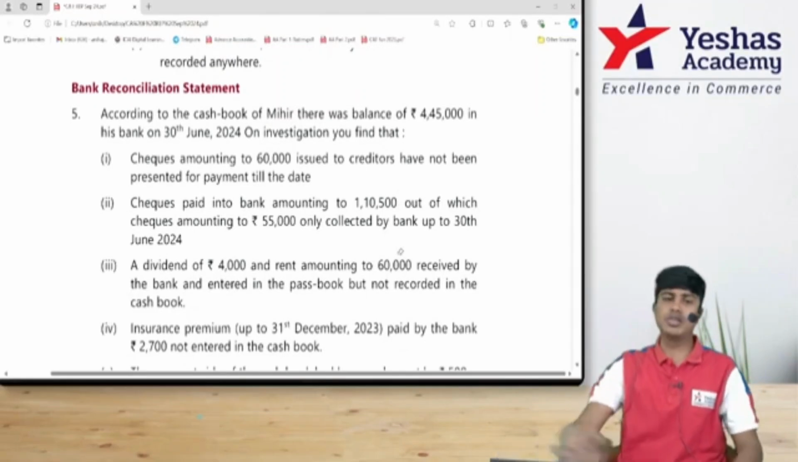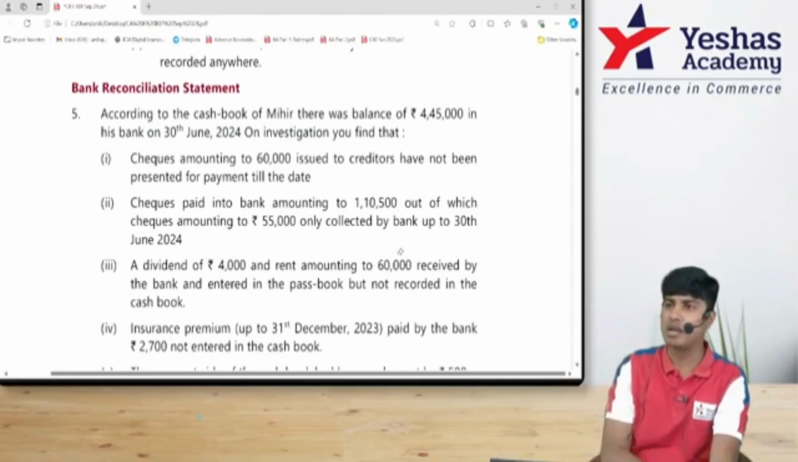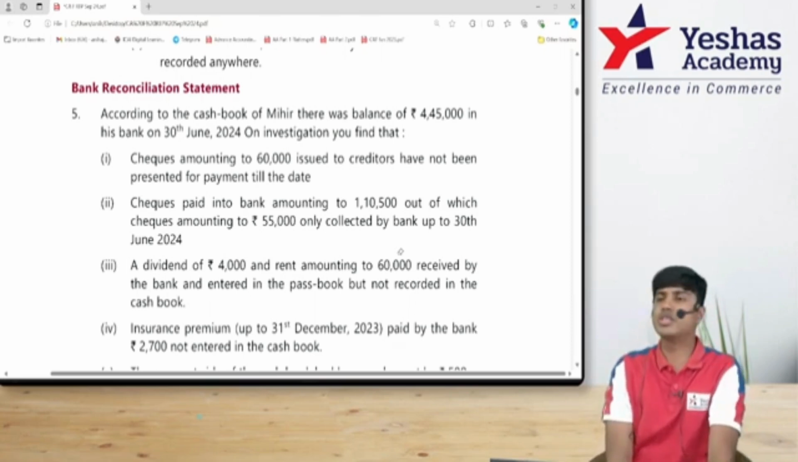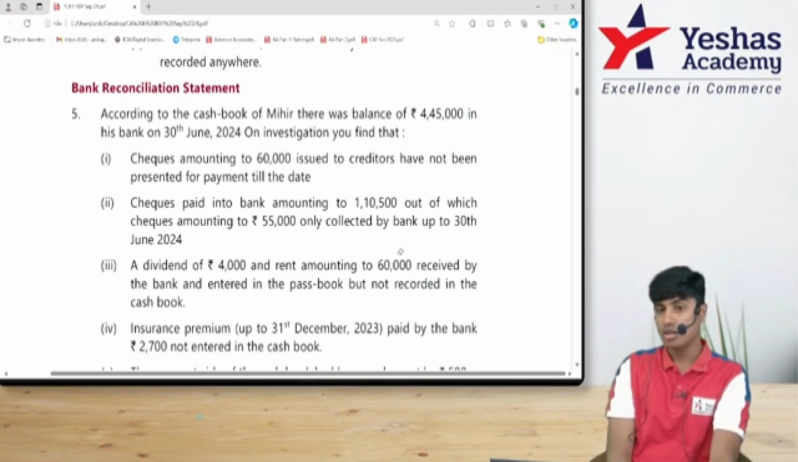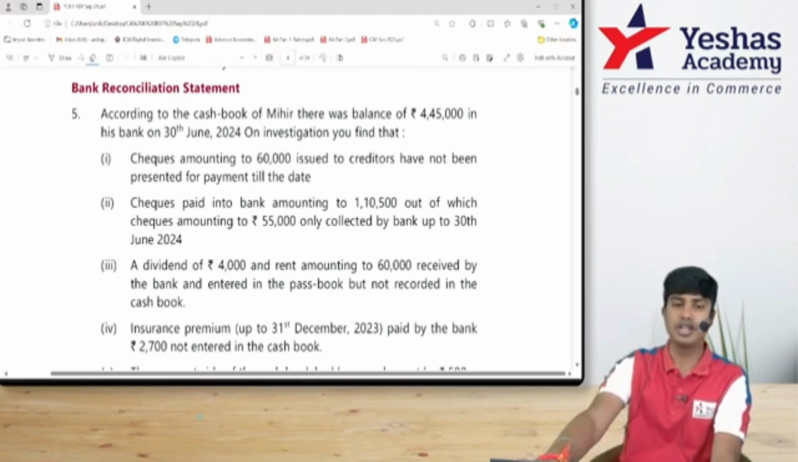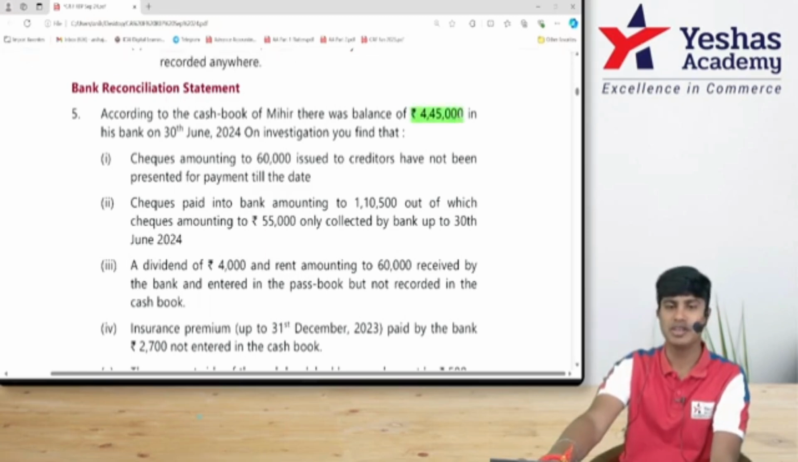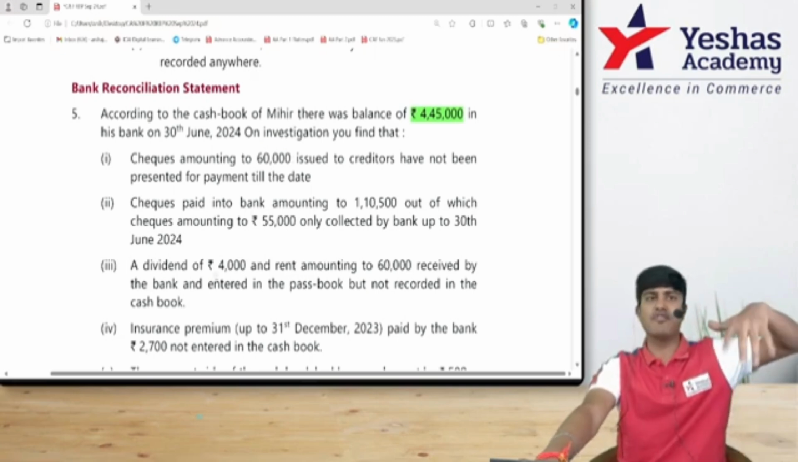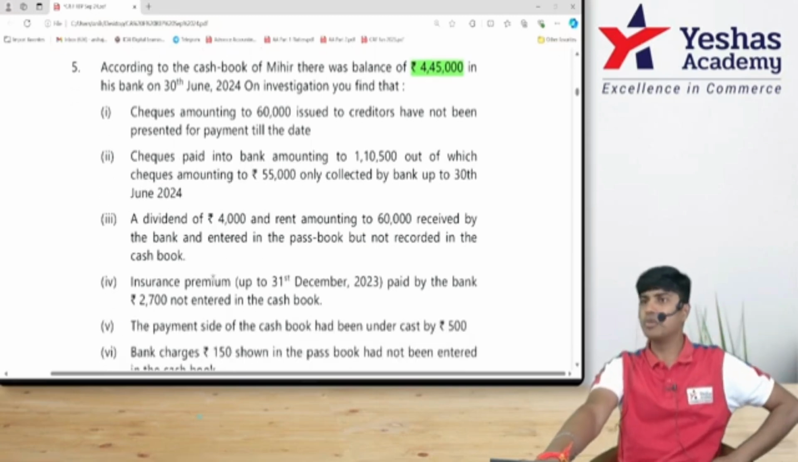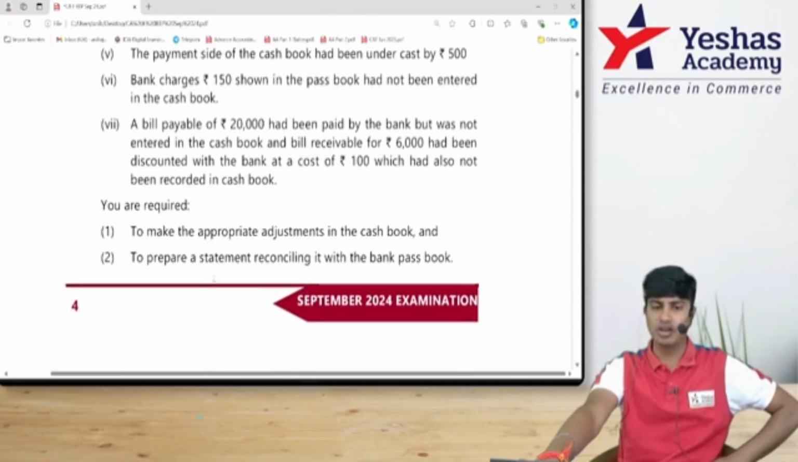Come on guys, let's now start solving question number 5 from September 2024 RTP for CA Foundation Accounting. This one is on bank reconciliation statement. Let's start reading. According to the cash book of Mihir, there was a balance of 4,45,000 in his bank account. Oh, Mihir, rich boy, you have 4,45,000. On 30th of June, on investigation, you find that there are some differences. Come to the end of the question, see what they tell at the end of the question.